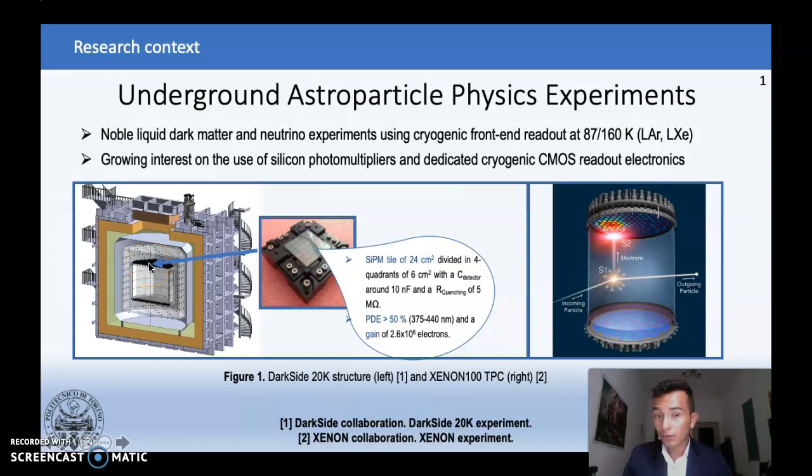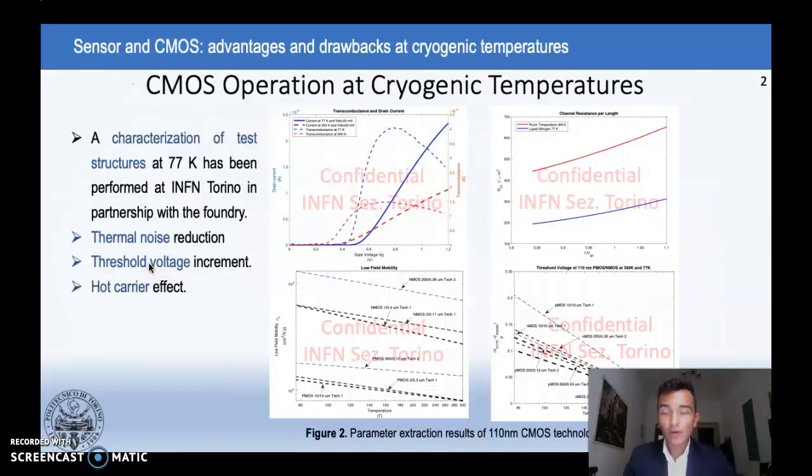The silicon photomultipliers are composed of several tiles of 24 cm² with a total detector capacitance of 10 nanofarad. In order to realize an optimal IC design, a characterization of this structure at 77 Kelvin was mandatory, in order to extract the most important parameters of a transistor, like transconductance, low field mobility, and threshold voltage. These tests were realized in partnership with the foundry.